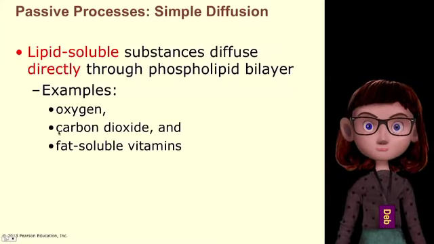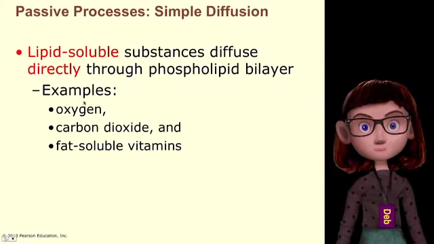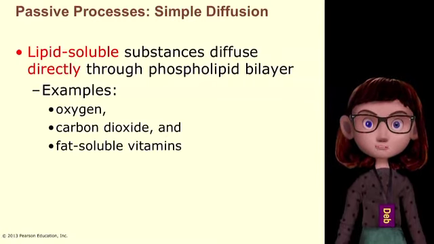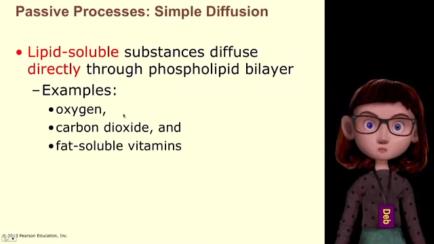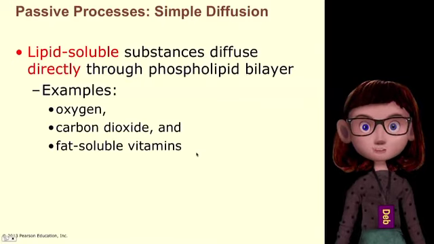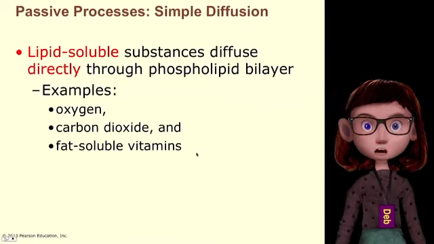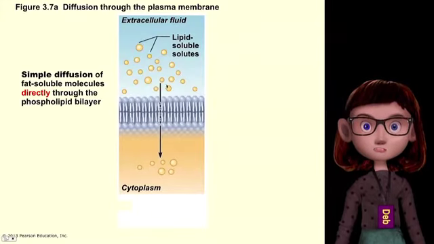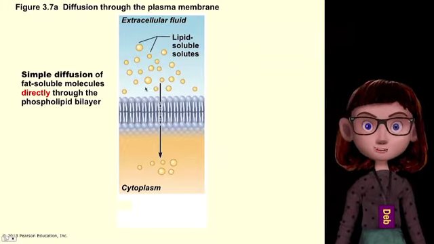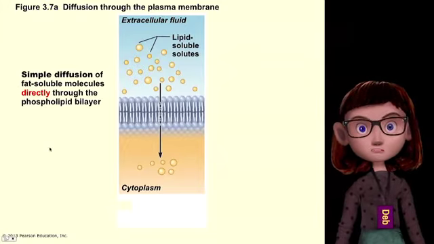However, really small non-polar molecules such as oxygen gas, O2, and carbon dioxide can pass through that phospholipid bilayer, and so can fat-soluble vitamins. So fat-soluble substances can go right through that phospholipid bilayer. And this is showing the simple diffusion of fat-soluble molecules directly through the phospholipid bilayer.